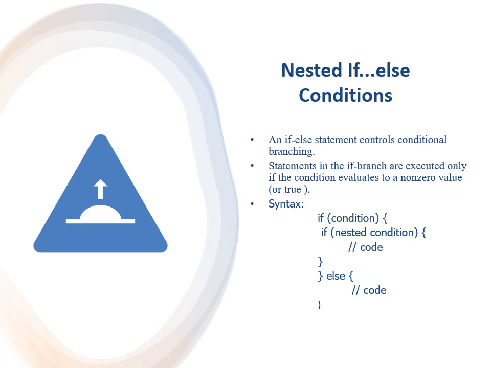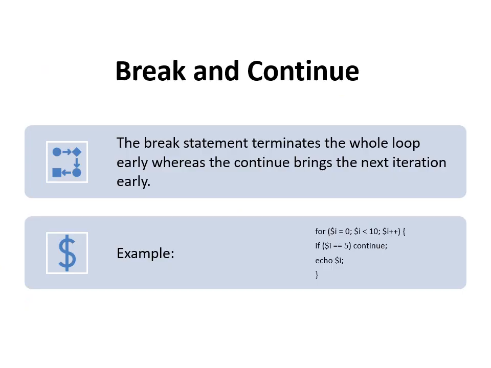All right. Now, although you can use the nested if on the previous examples we have discussed, another control structure that we'll be discussing is break and continue. The break statement terminates the whole loop early, whereas continue brings in the next iteration early. These break and continue statements are paramount in any programming structure because they help in dealing with the issue of branching. So let's now look at an example to understand these two statements properly.